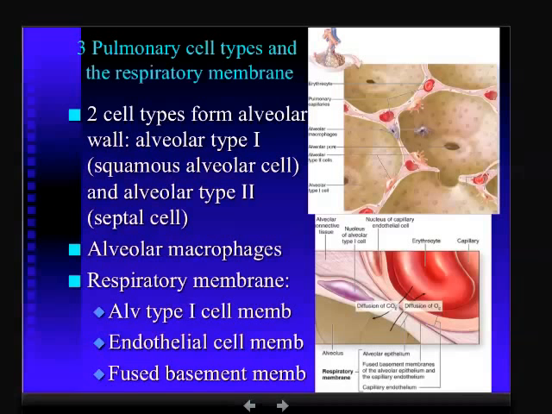okay? And of course their job is what? Any debris that accumulates down at the alveolar level, anything that got by the mucus, they're going to be taken care of, okay?